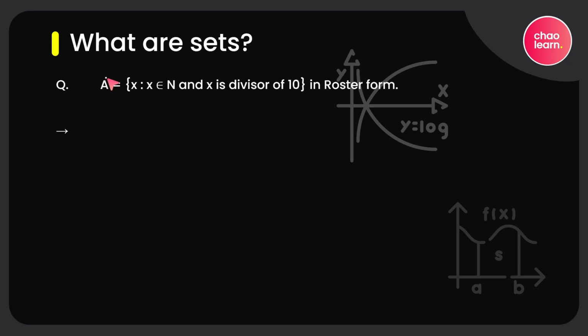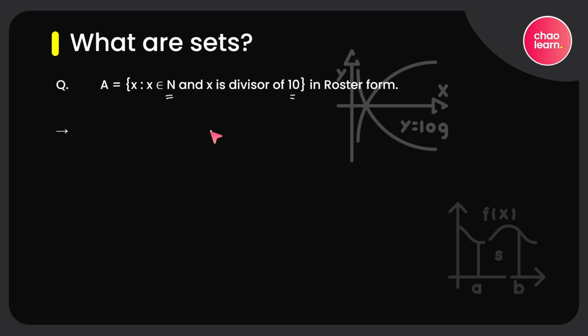We are presented over here with the set in the set builder form. Now we have to convert it into the roster form. So what it says is A is equal to X such that X belongs to the set of natural numbers and X is a divisor of 10. So can you tell me what are the elements of this set? The elements of the set have to be both a natural number as well as a divisor of 10. What comes to your mind?